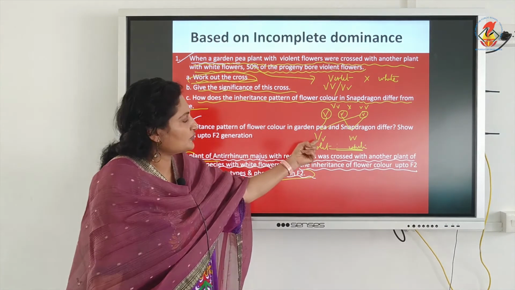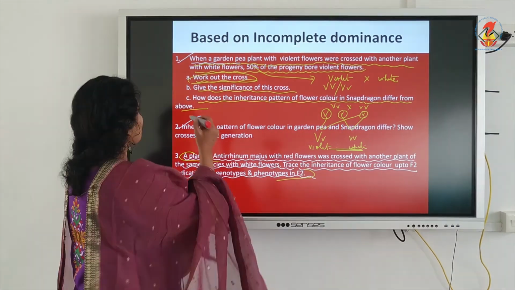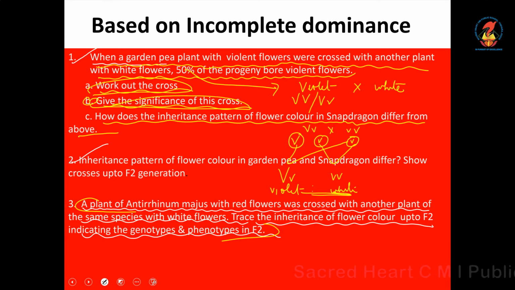So that very same question is asked here. And then the second part they ask is, what is the significance of this cross? So when you saw the cross, it is similar to our test cross. So what is this cross called? It is called a test cross.